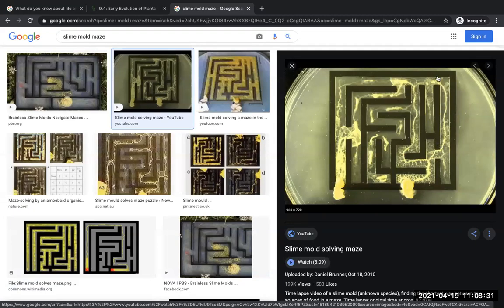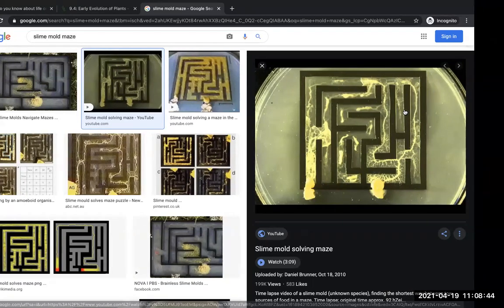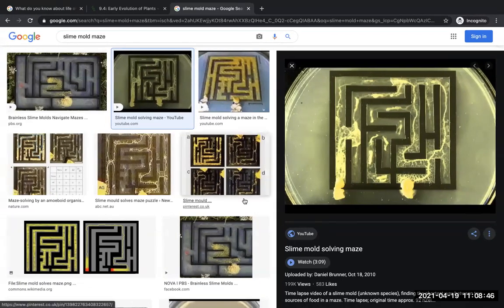And I think this is a really good model to study the algorithm. So they use it as a model and they study the algorithms using slime mold. So they're very intelligent. It can solve the mazes and stuff.